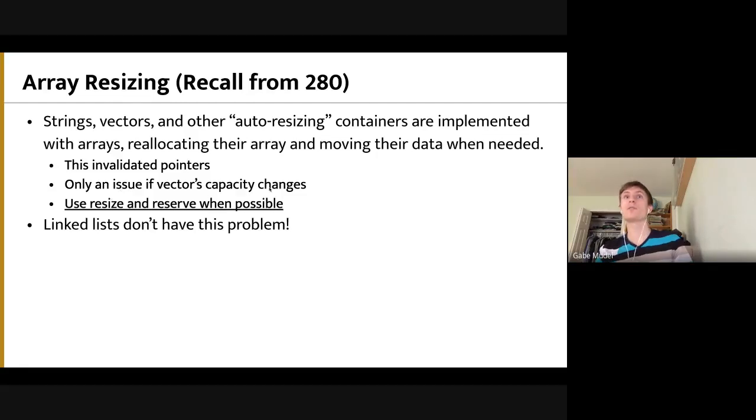So again, this is only an issue if the vector's capacity changes. This should really incentivize the use of resize and reserve, because when you use resize and reserve and make sure not to exceed that capacity, you're never going to have to do a grow operation. Your pointers are never going to be invalidated, and you're not going to have unnecessary time spent on resizing. One thing to note is that linked lists don't have this problem of resizing because you're allocating memory as needed with linked lists.